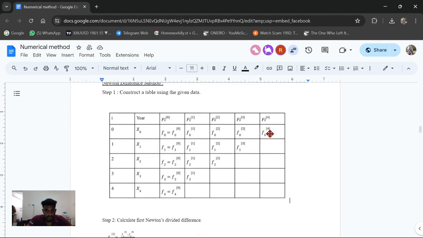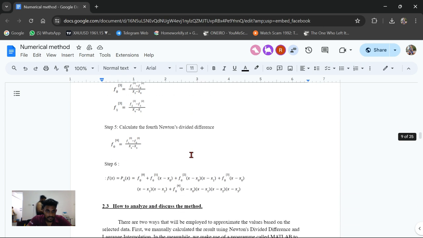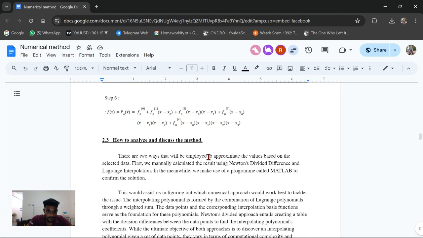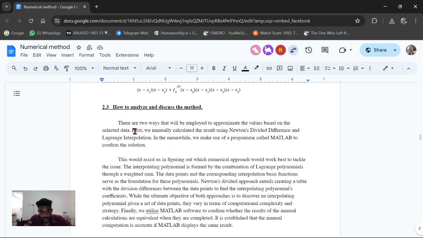and for the final step, after we got the F04 here, we have to find f(x) equals P(x) equals F00 plus F01(x minus x0) plus F02(x minus x0)(x minus x1) plus F03(x minus x0)(x minus x1)(x minus x2) plus F04(x minus x0)(x minus x1)(x minus x2)(x minus x3). So let's move to how to analyze and discuss the method.